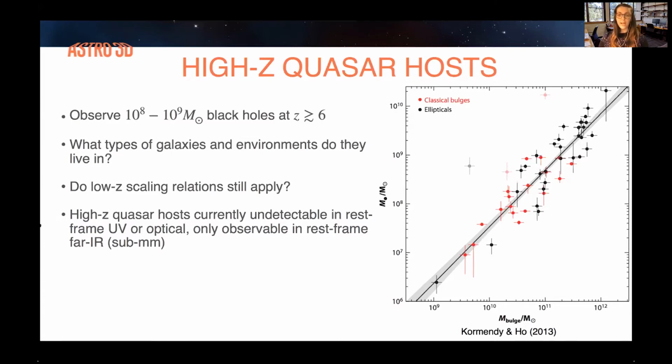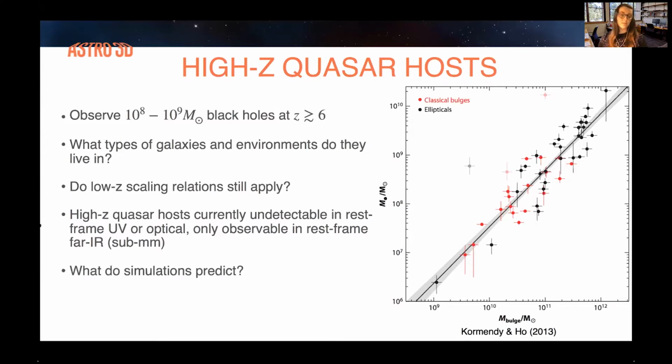So until the launch of James Webb, which hopefully will help us observe these quasar host galaxies for the first time, we can only observe the hosts in the rest frame far infrared, generally observed with ALMA in the sub-millimeter. But these observations have quite different biases to observations in the rest frame UV or optical. And so we still really do not understand these host galaxies.